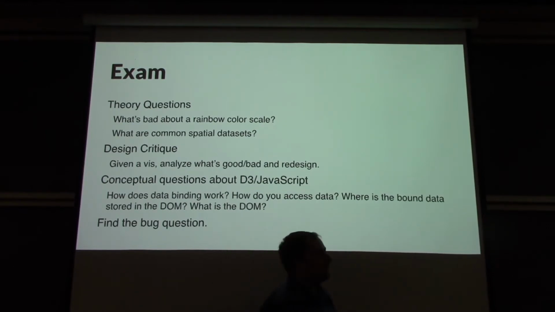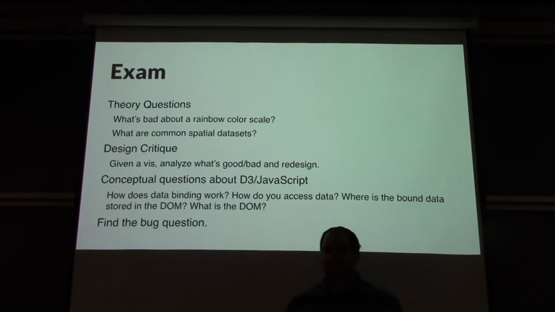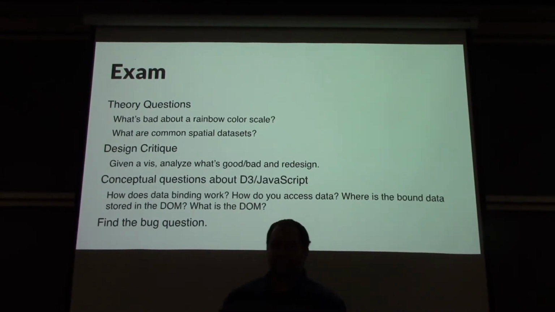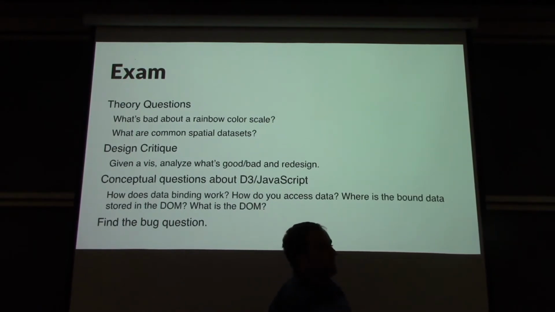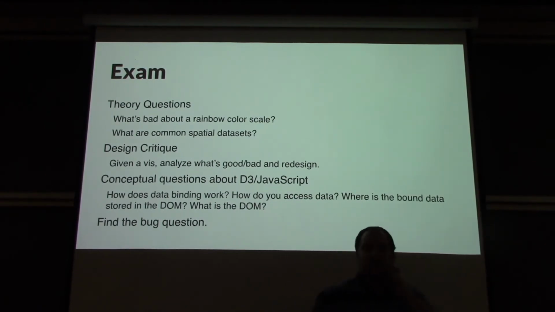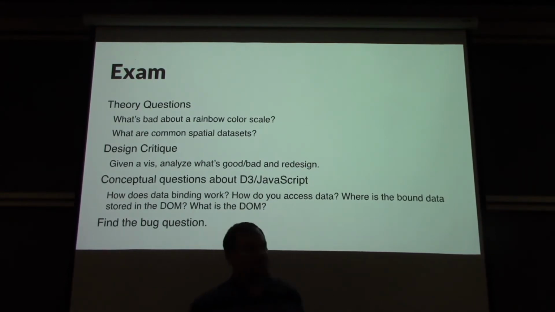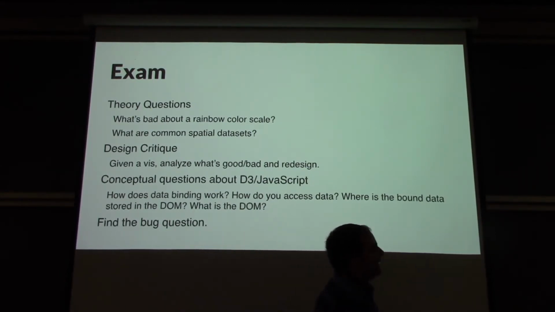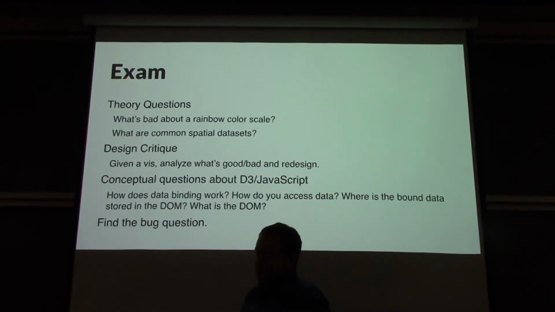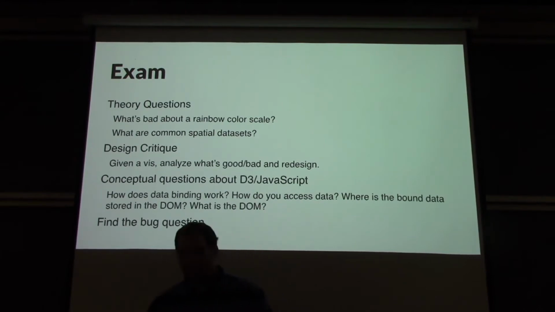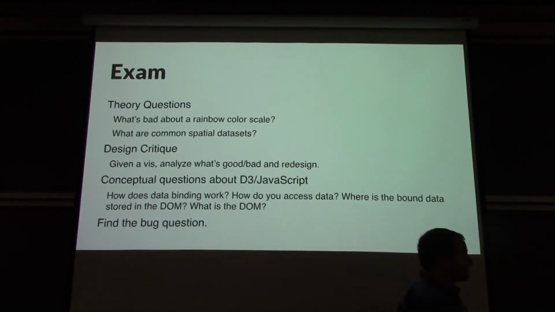So for example, I'm not going to be asking what is the function to change the force parameter in the node link diagram, but I will be asking things like, how does the data binding work? Why do I need to merge a selection before I can apply an update, or before I can do styling? Anything like these conceptual D3 and JavaScript things. Like what is the DOM? What is the relationship between HTML and the DOM? These kinds of questions you should expect.